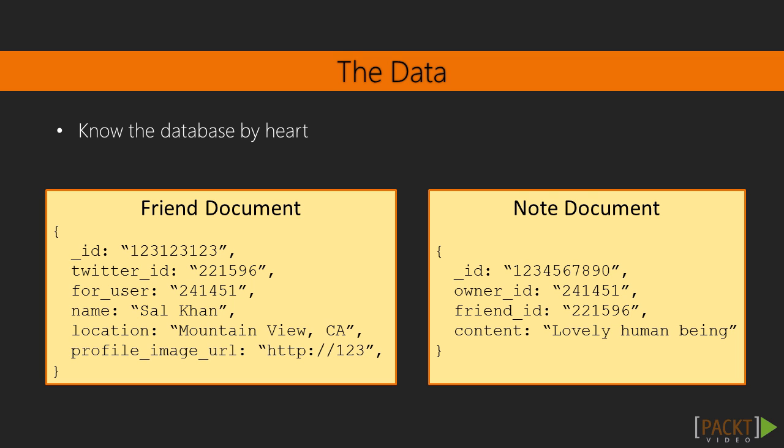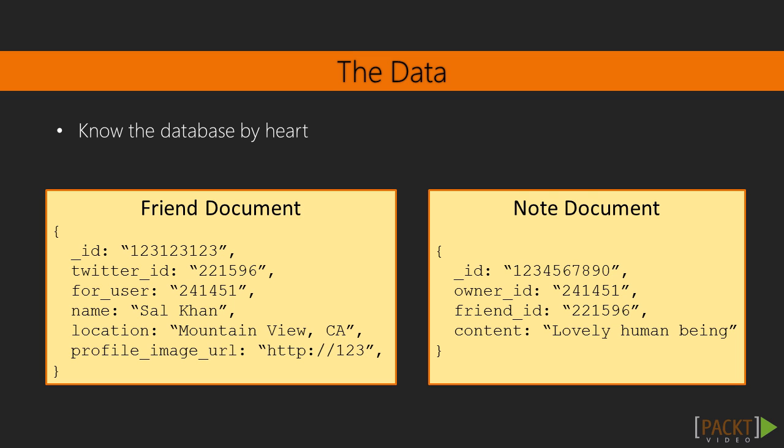Before we start building a RESTful API, we should know the database by heart. Whether we are building an API for an existing application or building one for a new application, the API will always sit on top of the data layer. Our goal should be to let the API abstract the complexity of the data layer.